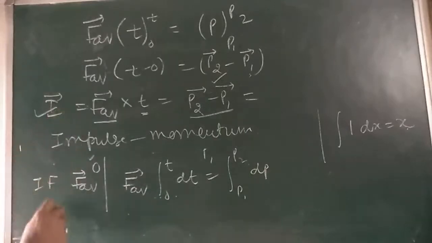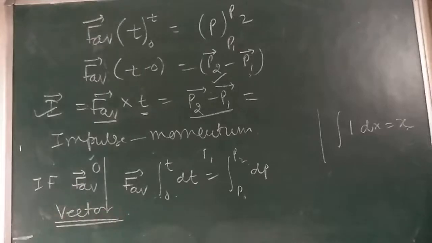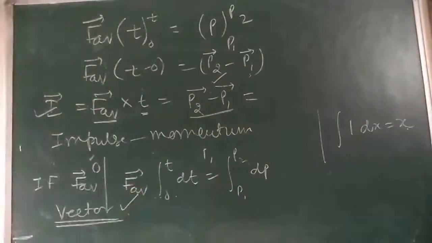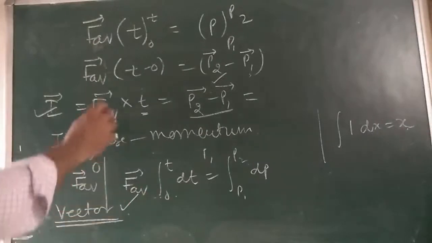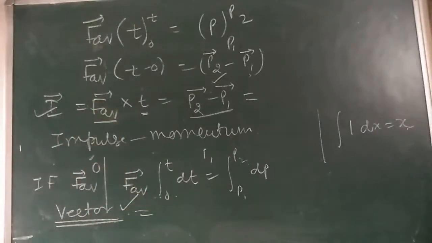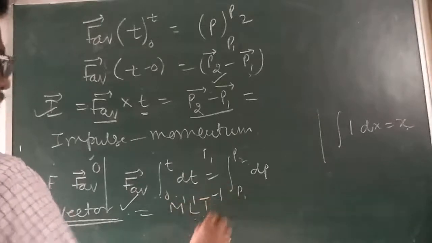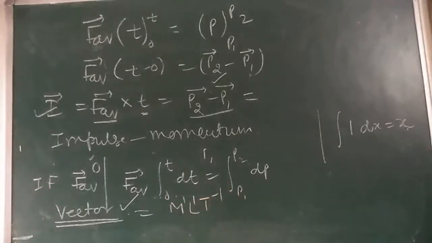Impulse is a vector quantity. The direction of impulse is the same as the direction of force. The dimensional formula here is M1 L1 T to the power minus 1. So dear children, write down.